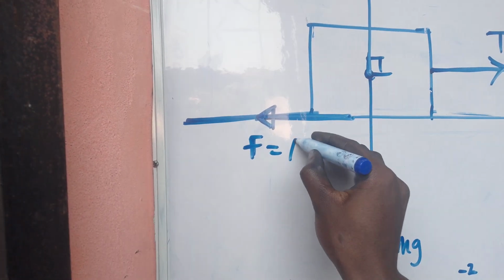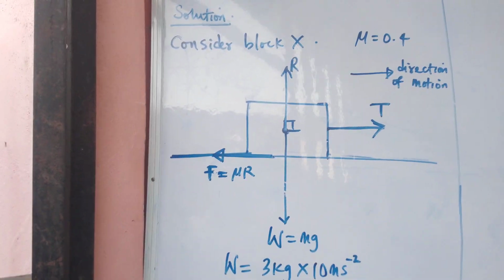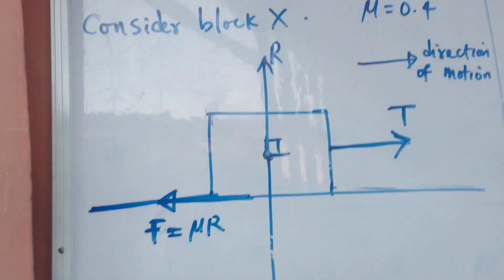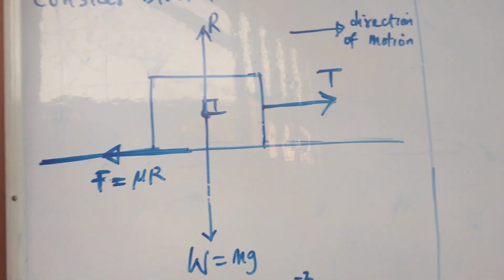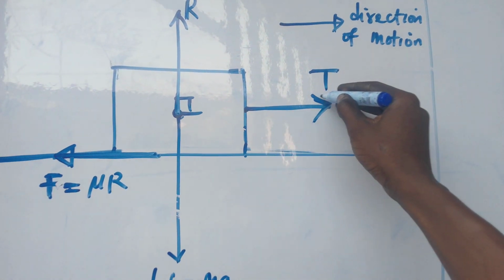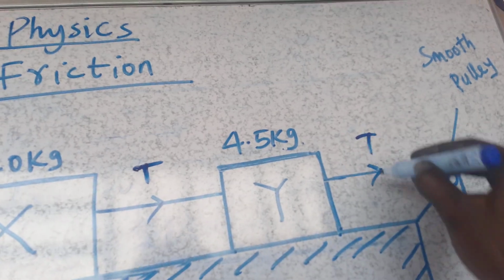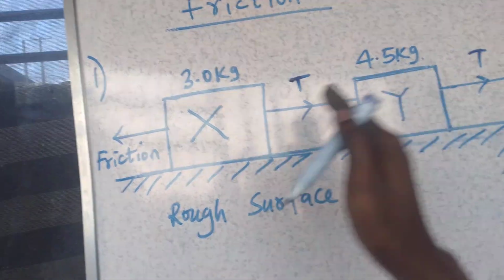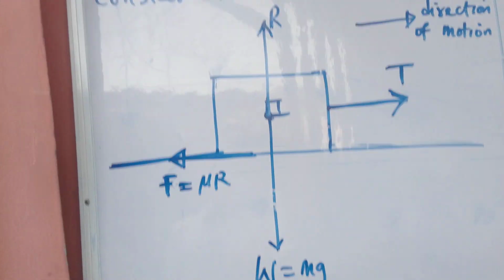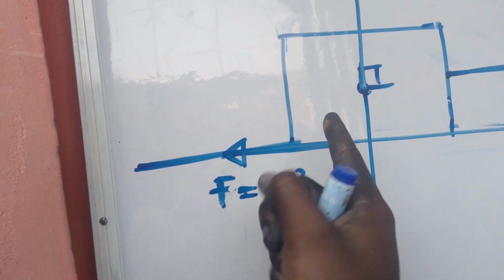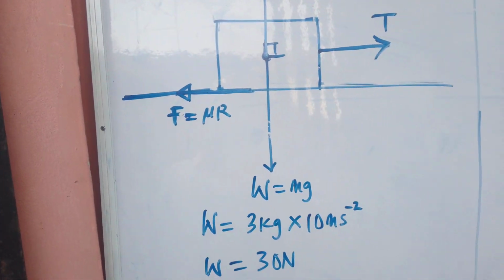F is equal to mu R. So my frictional force is equal to the coefficient of friction times the normal reaction, and the coefficient of friction was given to us as 0.4. If the block is going this way as a result of the tension force acting on the string, friction will act opposite the direction of motion. And friction force must act between two surfaces in contact. The surfaces in contact are the lower portion of this block and this rough horizontal surface. So that is where I have my friction force F.